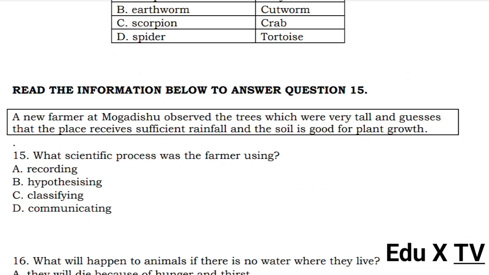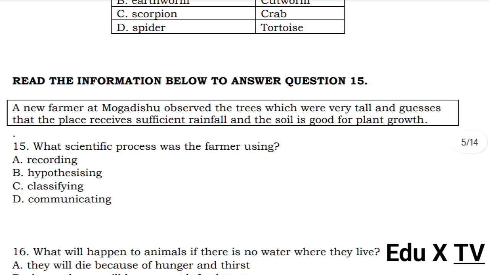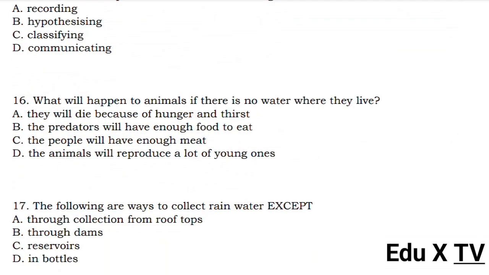Read the information below to answer question 15. A new farmer at Mogadishu observed the trees which were very tall and guesses that the place receives sufficient rainfall and the soil is good for plant growth. Number 15, which scientific process was the farmer using? Answer B.